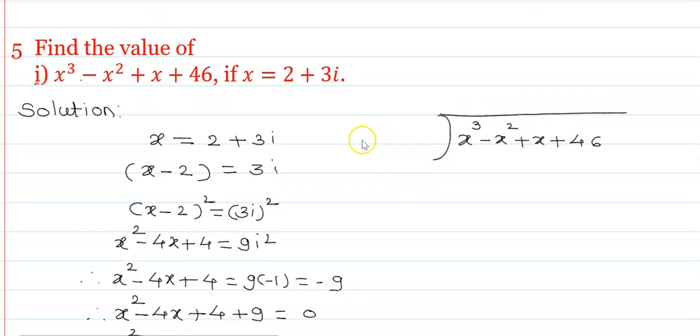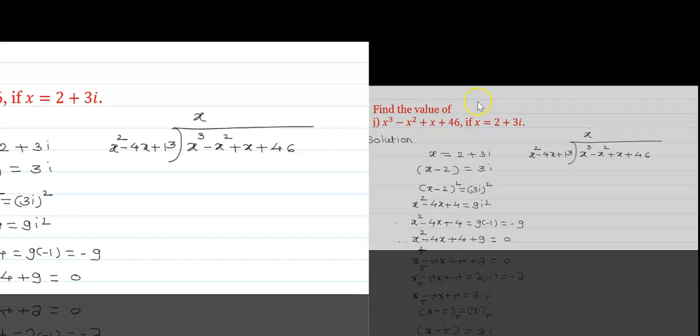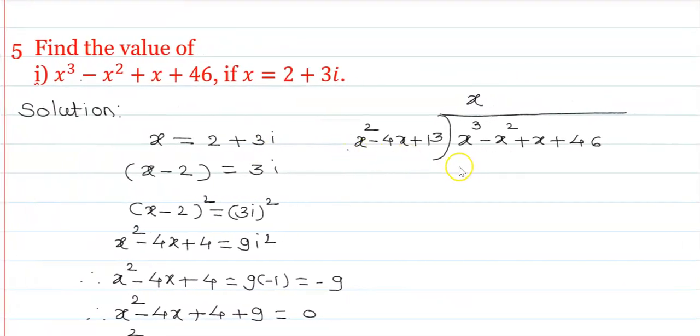I will write here x square minus 4x plus 13. Now see, this is the first term. Here is x cube. Now I will multiply this x square minus 4x plus 13 by x so that I will get the first term as x cube. See the first term here, how much comes? x cube. And by what should I multiply this x to get x cube? By x. And hence the first division is x. x into x square, you are getting x cube.